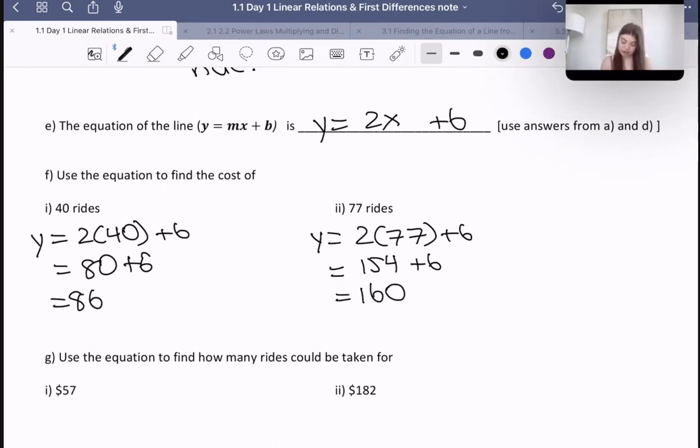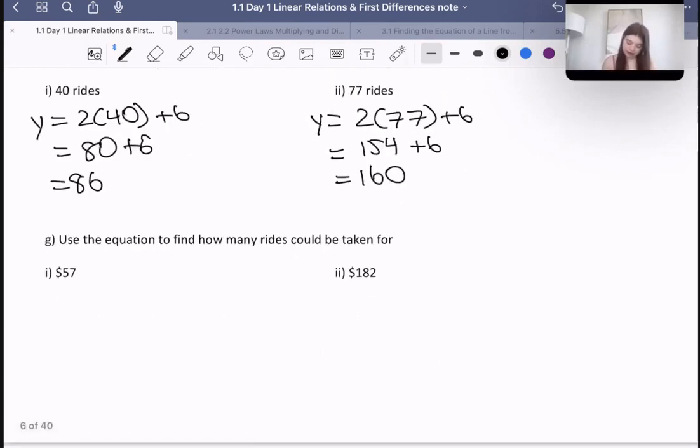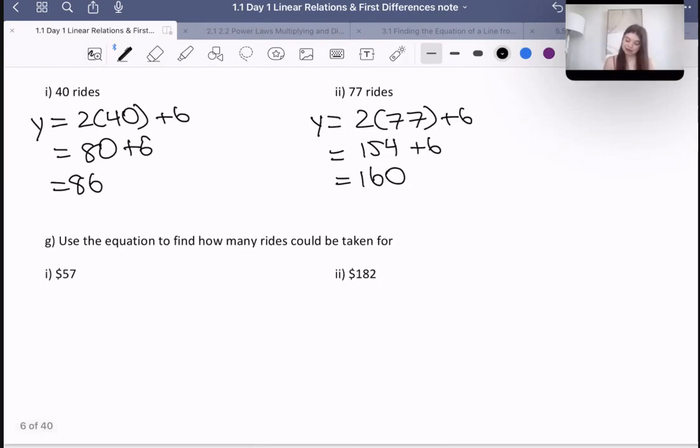So again, lots of money, but you also did get to have lots of fun that day and go on lots of rides that day. So yeah. Then it says use the equation to find how many rides could have been taken for $57 or $182. So in this case, they're telling us how much money, which is our y variable, and they're asking us what is x, how many rides could have been taken for that money.